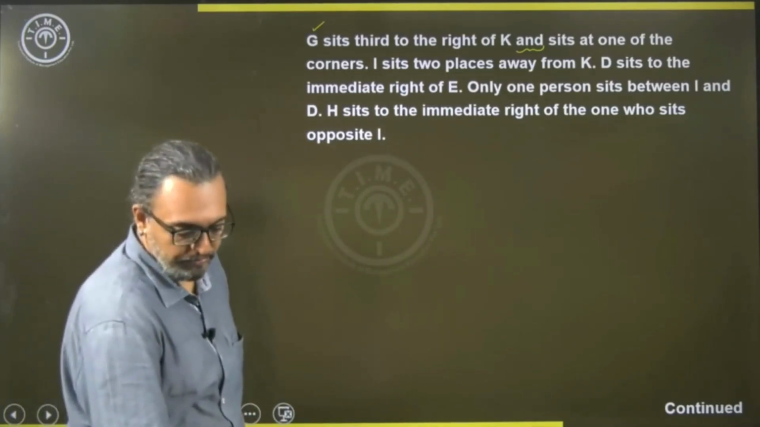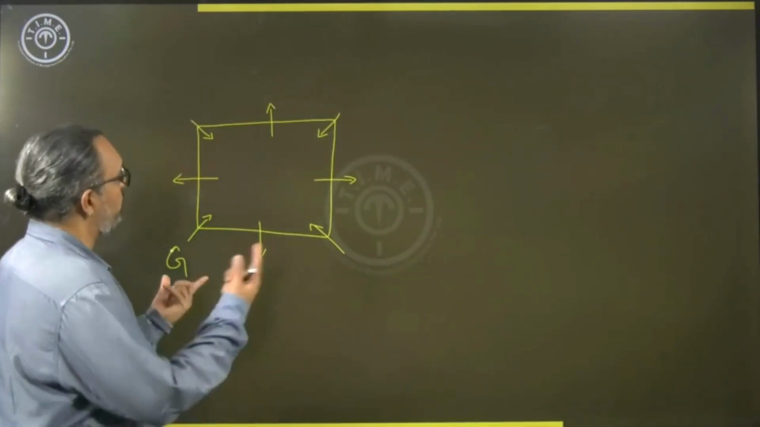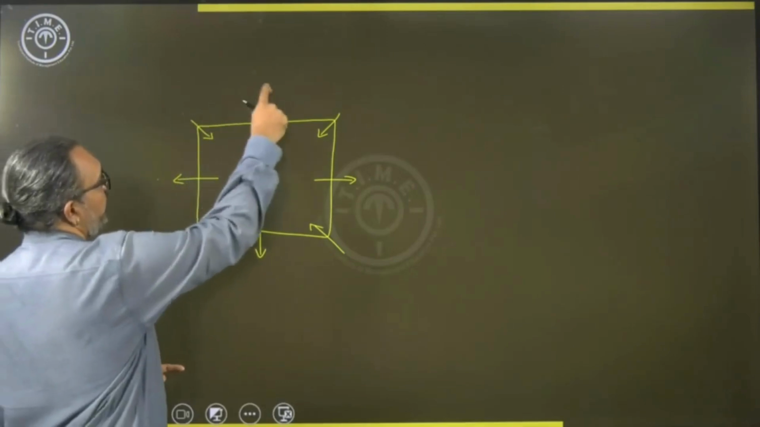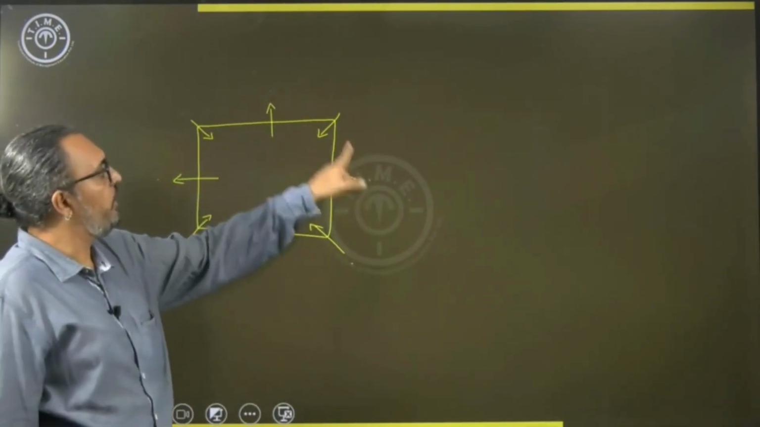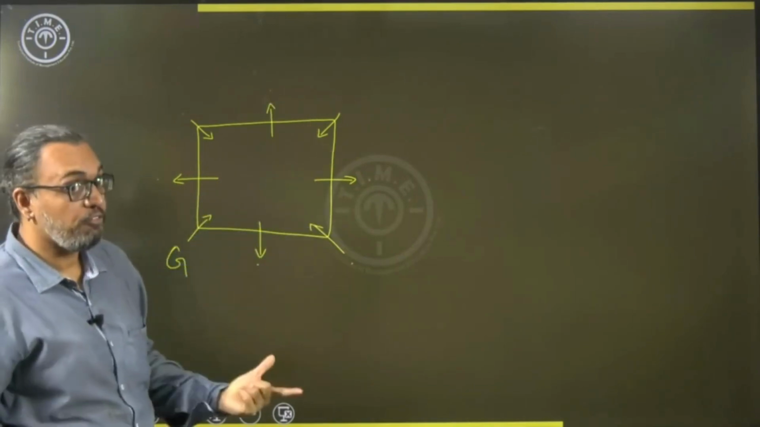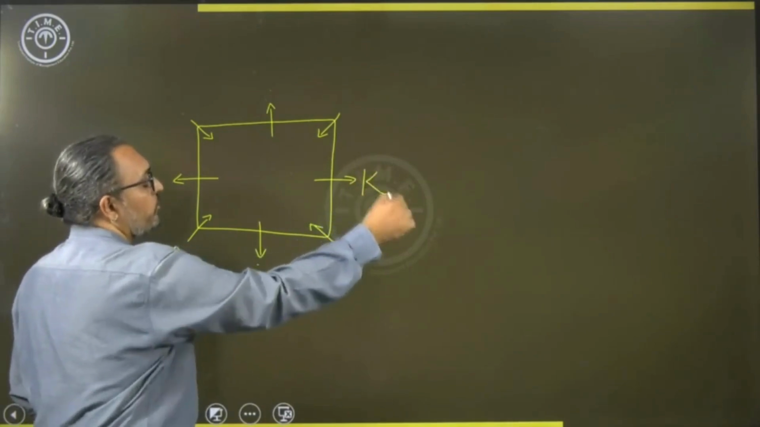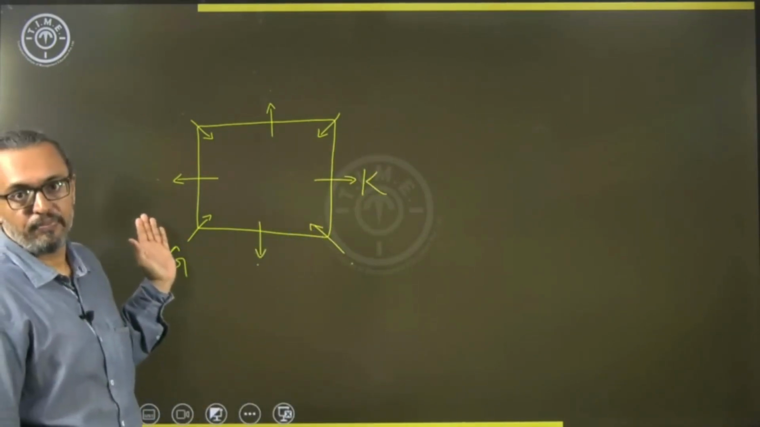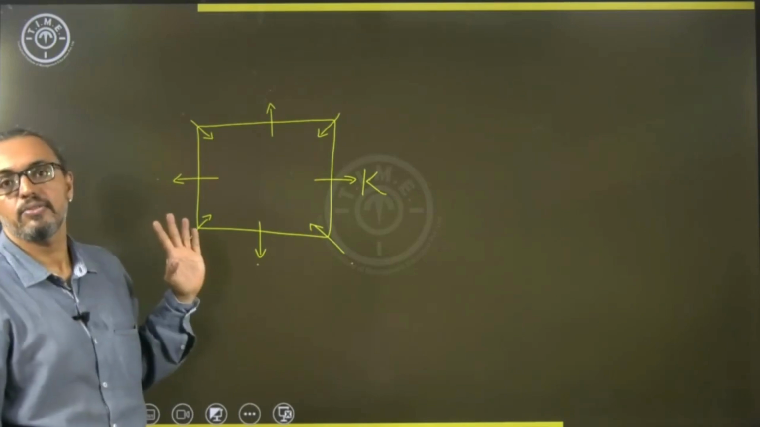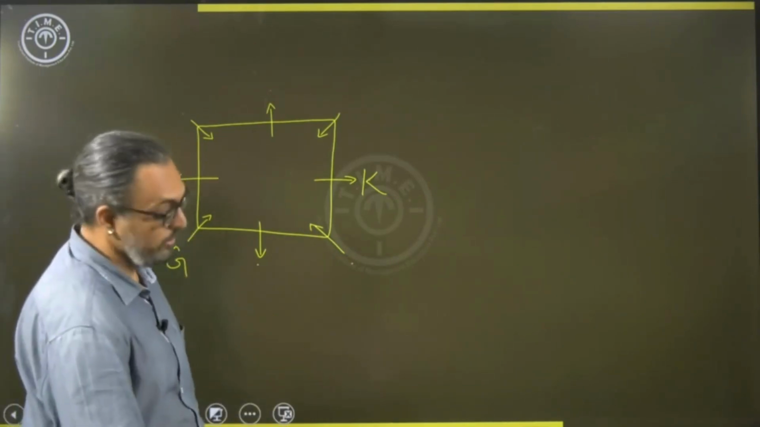Right side of K, third position. So, check the third position: 1, 2, 3, 1, 2, 3. So, in both cases you are getting away from the center. So, for away from the center, right side means clockwise direction. So, then I will have to put K here only, such that G is third to the right of K and is sitting at one of the corners. Correct? Yeah. Then what else?